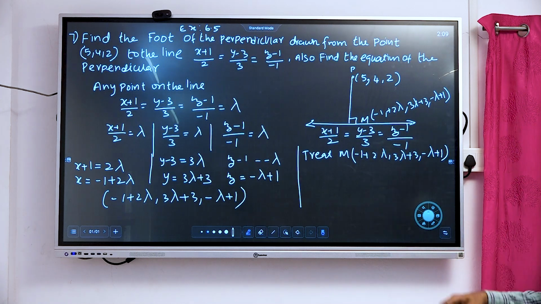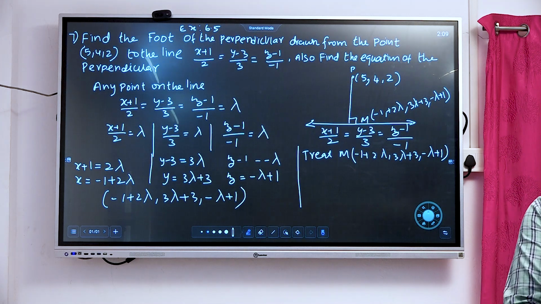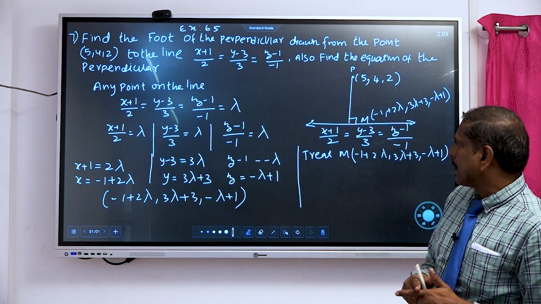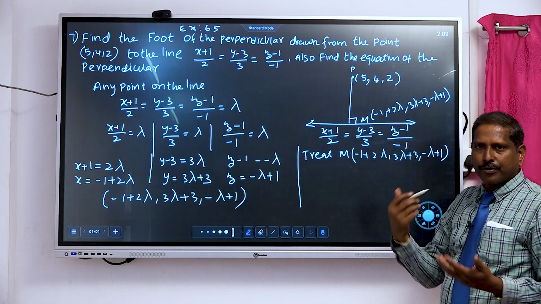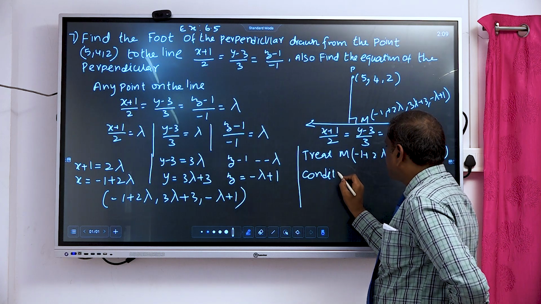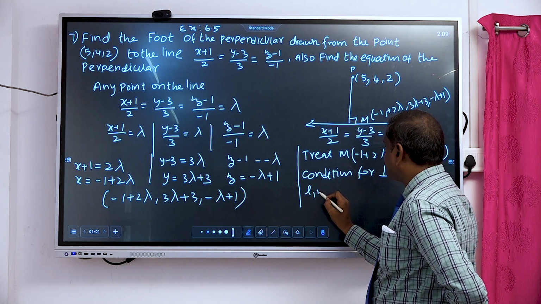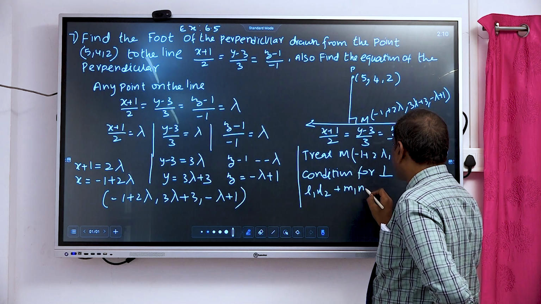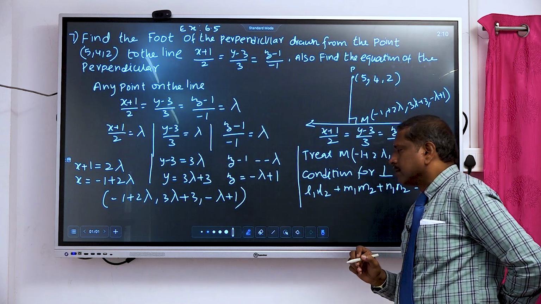To get the value of lambda, I am going to use the condition of perpendicular lines. Suppose two lines are perpendicular, then the condition is: the sum of the products of direction ratios is equal to 0. So what is the direction ratio of the sleeping line and the standing line? You have to find them and apply the condition. The condition for perpendicular is L1 L2 plus M1 M2 plus N1 N2 is equal to 0. So this is our condition.